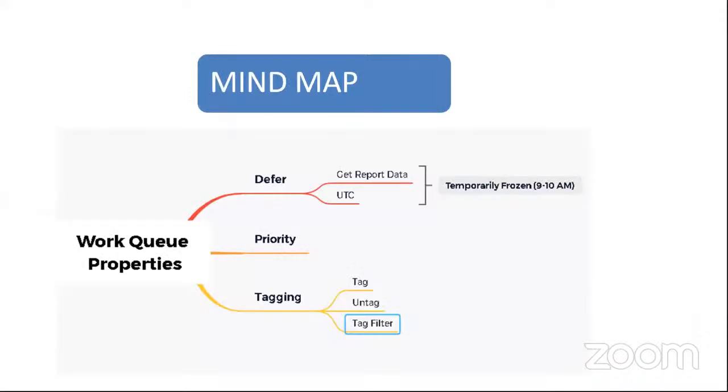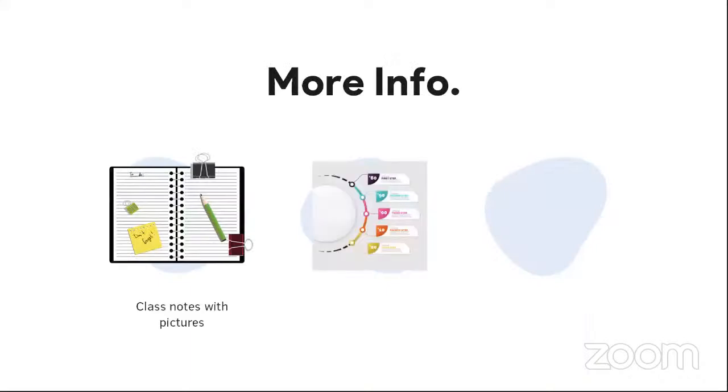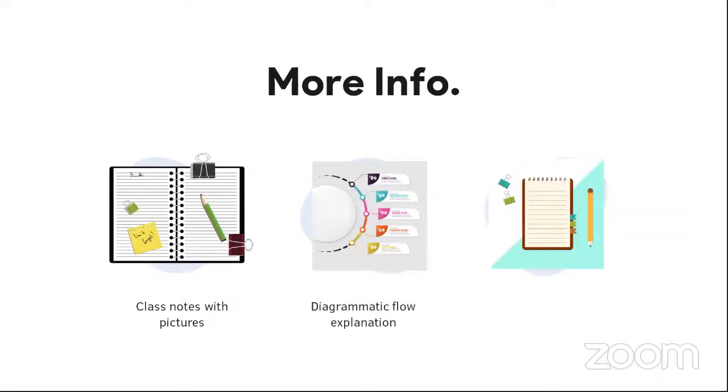A mind map is nothing but a way to show how our mind works. The class information will be taken with picture representation and diagrammatic flow explanation, and the whole training textbook will be in a single notebook, that is OneNote.